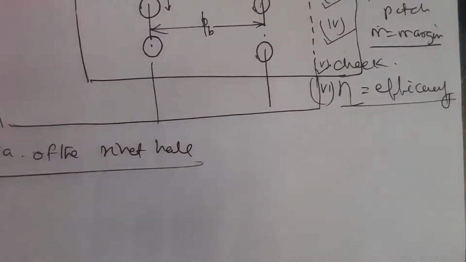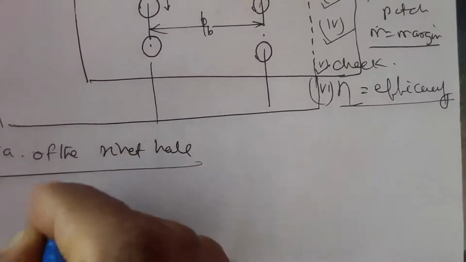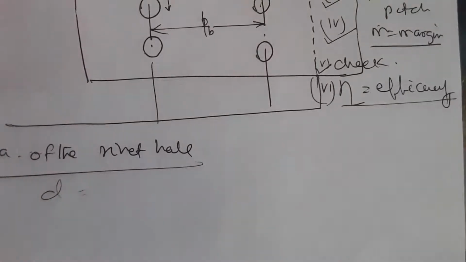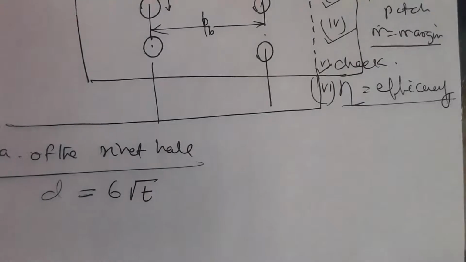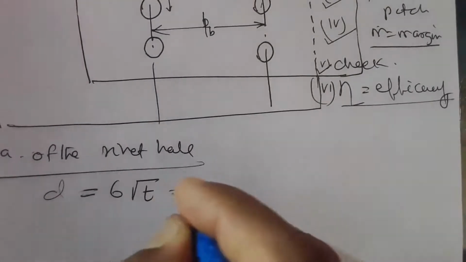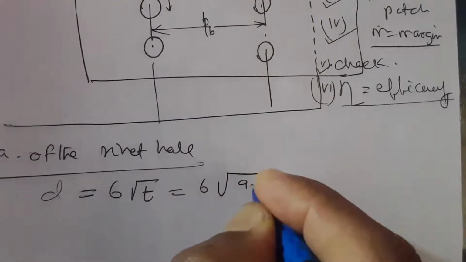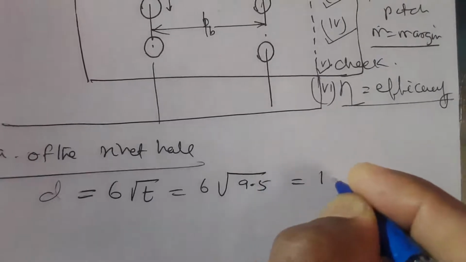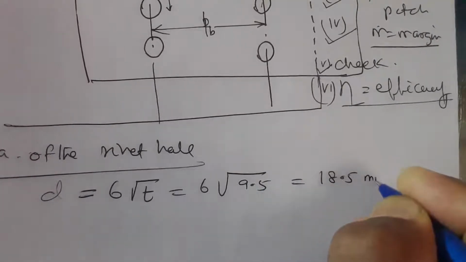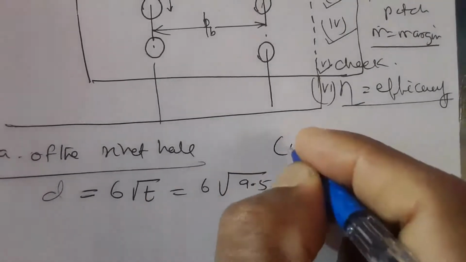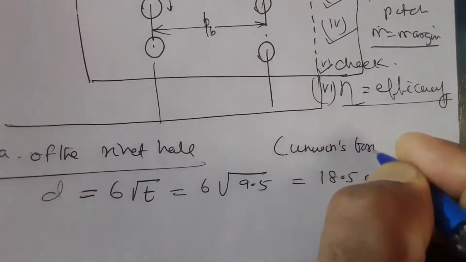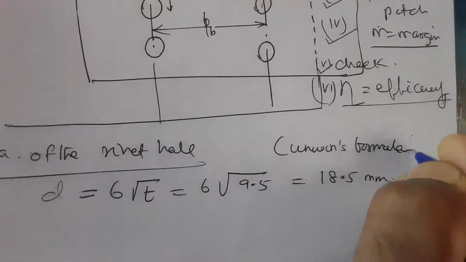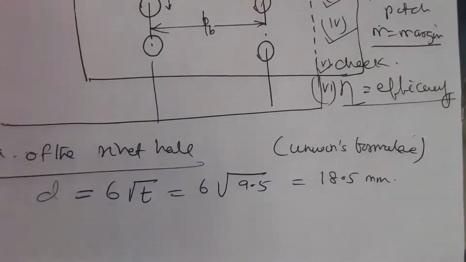So we can find out the diameter of the rivet hole using Unwin's formula. D is equal to 6 root over T, where T is in millimeter. So that is 6 into root over 9.5. It is coming out to 18.5 millimeter. So this is as per the Unwin's formula.